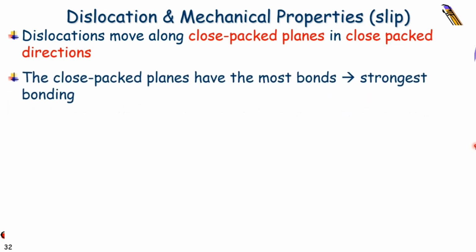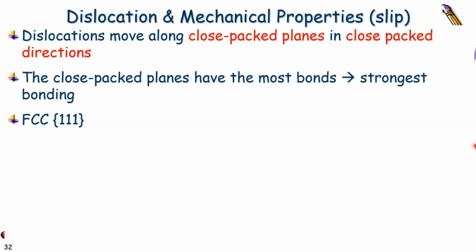Close-packed planes have the most bonds. So this has the strongest bonding. Once you have the strongest bonding, it's not easy to move, right? Because the bond is strong and you have many bonds. So it's not easy to move in this plane. But between these planes, it will be easier, right?